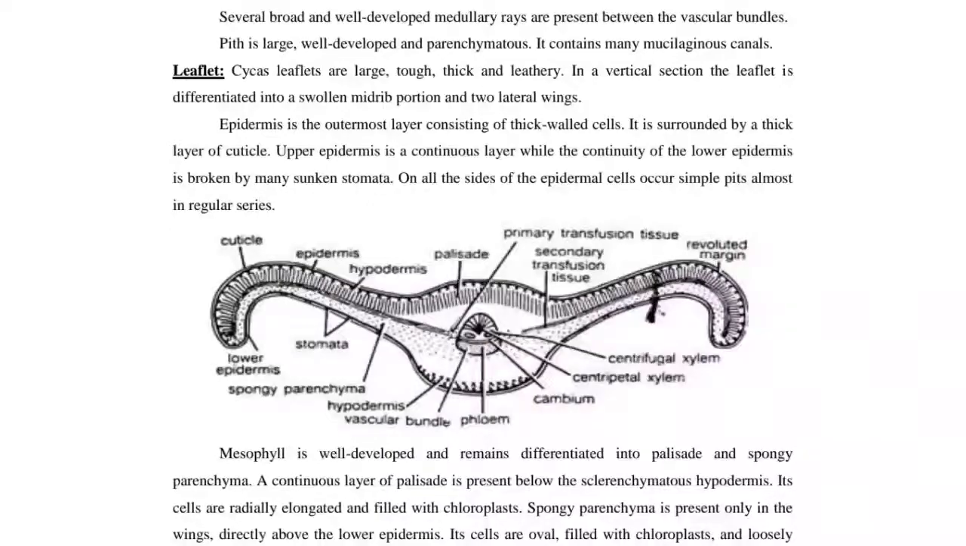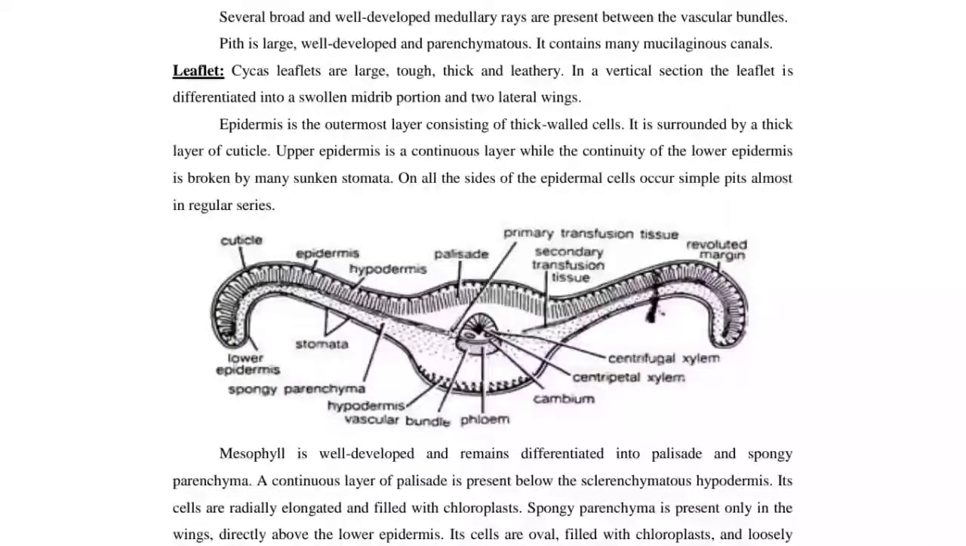Leaflet. Cycas leaflets are large, tough, thick and leathery. In a vertical section the leaflet is differentiated into a swollen midrib portion and two lateral wings. Epidermis is the outermost layer consisting of thick-walled cells. It is surrounded by a thick layer of cuticle. Upper epidermis is a continuous layer while the continuity of the lower epidermis is broken by many sunken stomata. On all the sides of the epidermal cells occur simple pits almost in regular series.